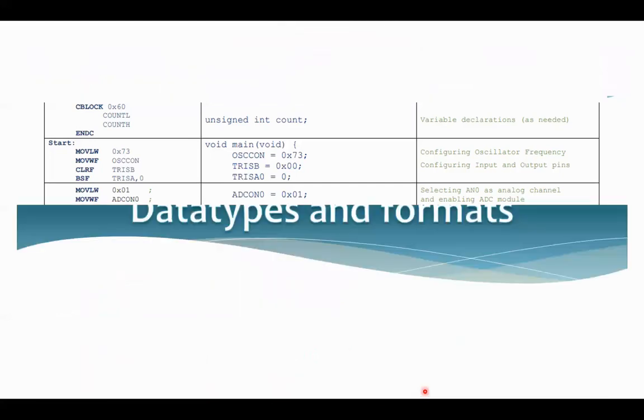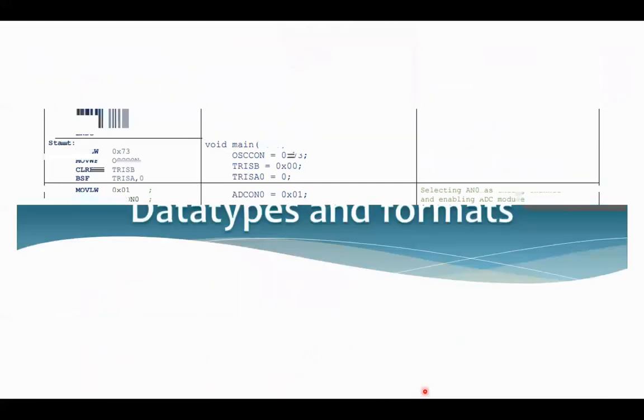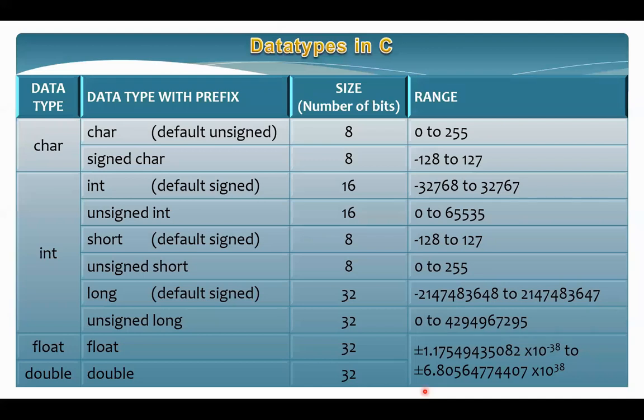Now let us look at the data types and formats in C language. This is very similar to what you have already studied in Java. These are the three main data types that we have. We have a character data type which can store 8-bit numbers. The data can be stored from 0 to 255, and the default type of a character is unsigned. So by default, if you simply write character, then you can store positive numbers from 0 to 255.